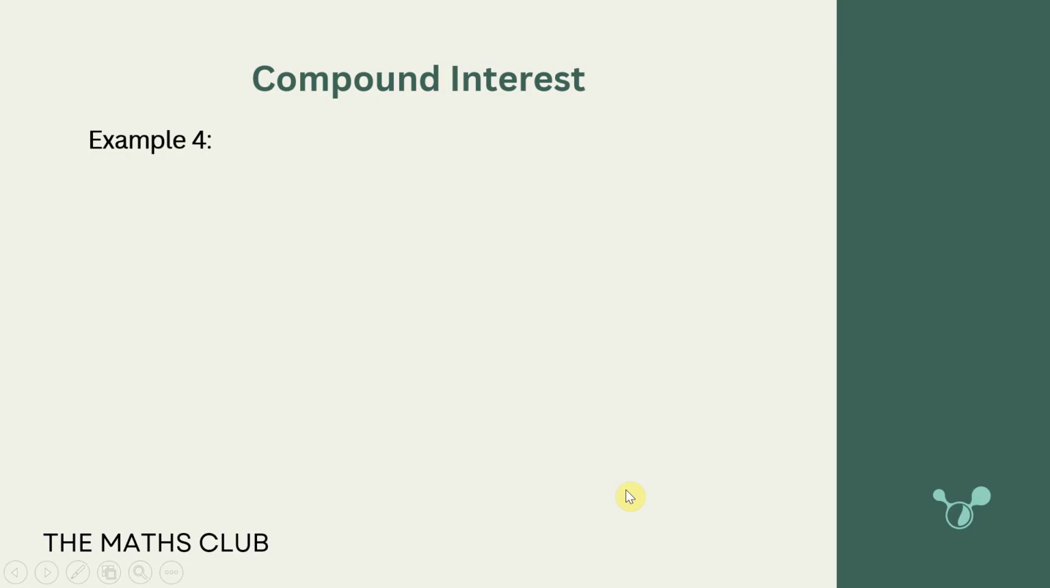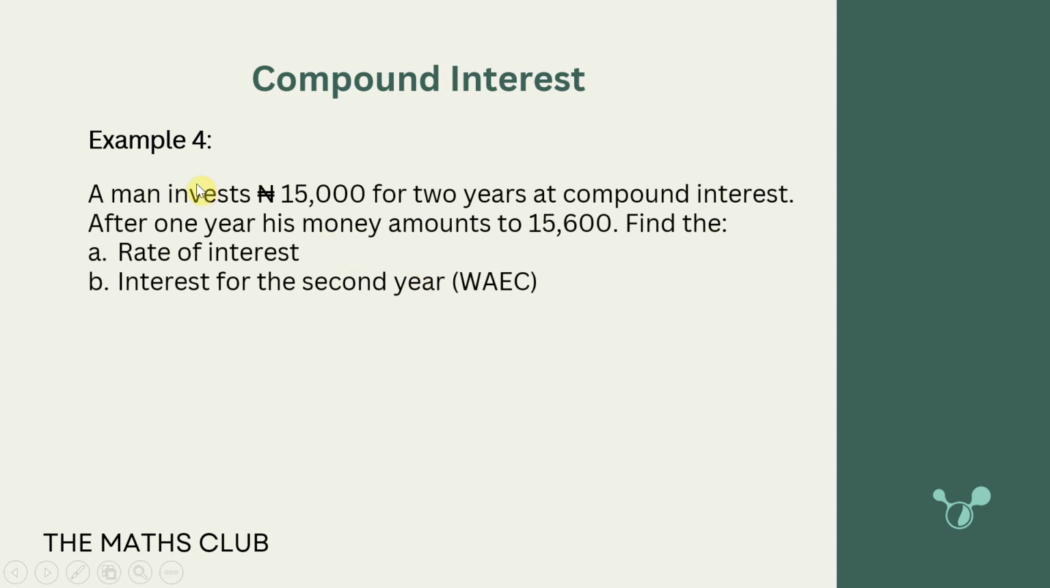Let's see an example to bring it home. A man invests 15,000 naira for 2 years at compound interest. After 1 year, his money amounts to 15,600. Find the rate of interest and the interest for the second year. I want you to pause the video and try this out yourself. Welcome back. Let's solve it together.